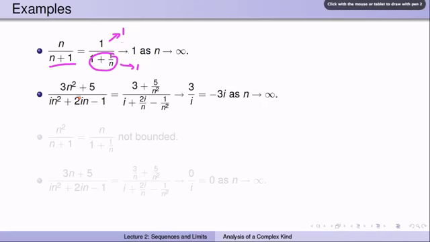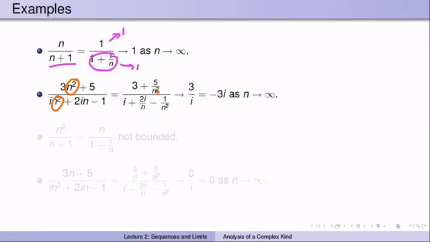Here's another example. Again, if we look at it in its original form, 3n squared plus 5 divided by i n squared plus 2i n minus 1, it's hard to see what the limit is because both numerator and denominator seem to go off to infinity. They're not bounded. They're not convergent sequences. Convergent sequences are bounded. But if I pull an n squared out of numerator and denominator, I need to do that correctly. I need to pull it out of each term. So the numerator becomes 3 plus 5 over n squared, and the denominator becomes i plus 2i divided by n. There's only one n here, so we just pull the second n out right here, minus 1 over n squared.